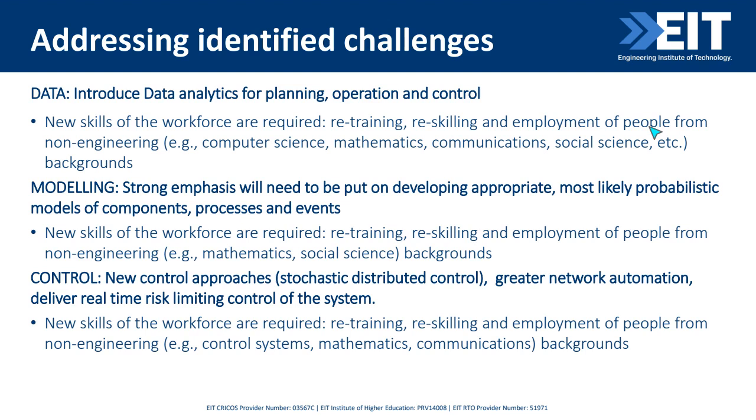And the last thing, the third challenge I had, was control. Therefore, now we have a stochastic distributed control, which is our new control, where a huge amount of network automation will be there, and that will be giving you a real-time risk-limiting control of the system. So if you look at the new skills of the workforce which is required, again, you need to retrain, reskill, and employ people from non-engineering background. They will come with skills of control, with mathematics, with communication background. So you see, nowhere in those three challenges have I mentioned electrical engineering. We have to make them understand electrical engineering. That will be the challenge.